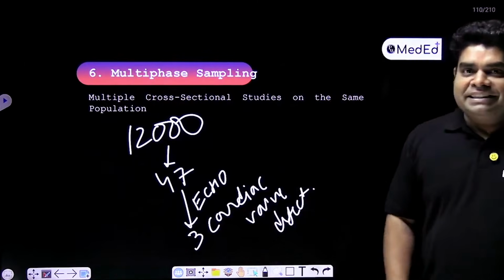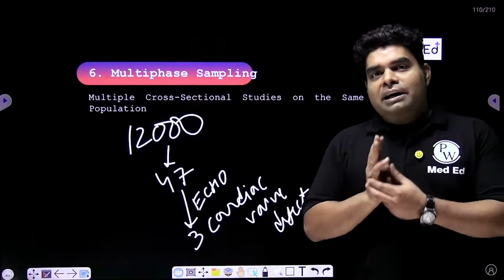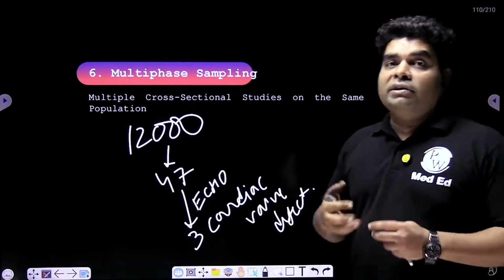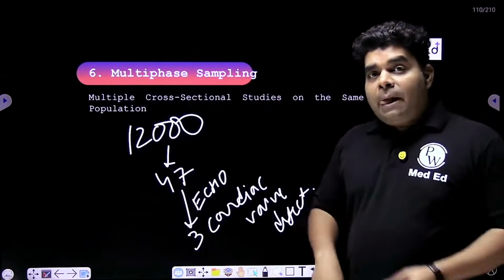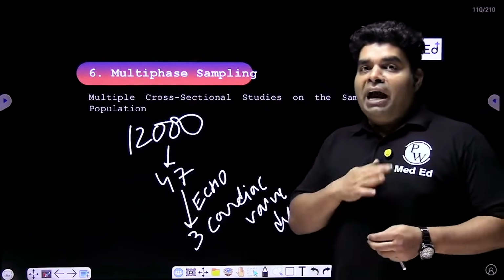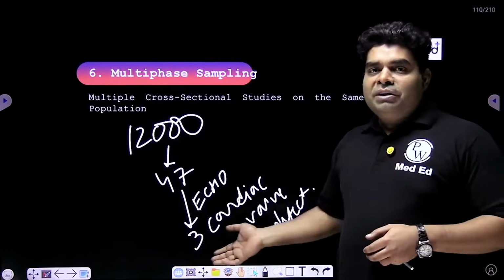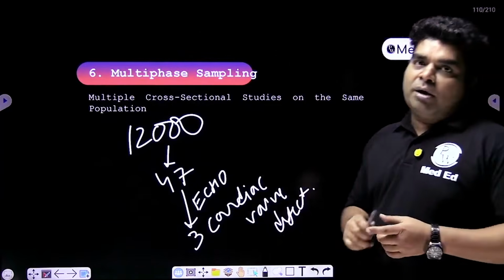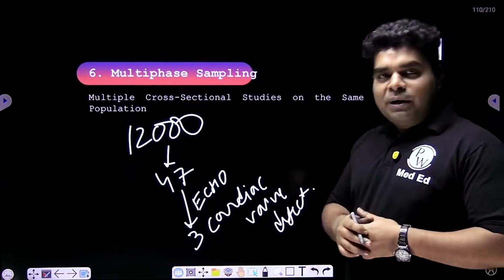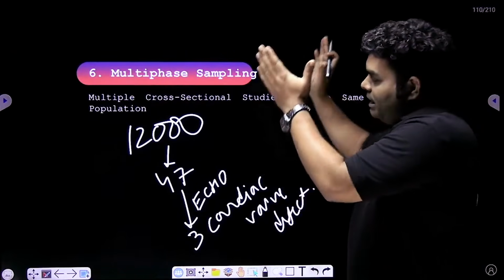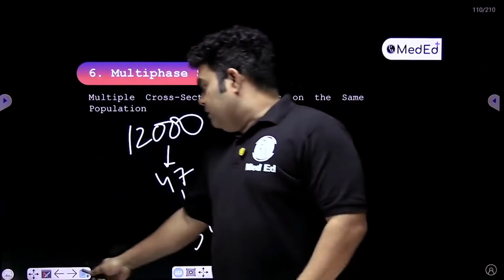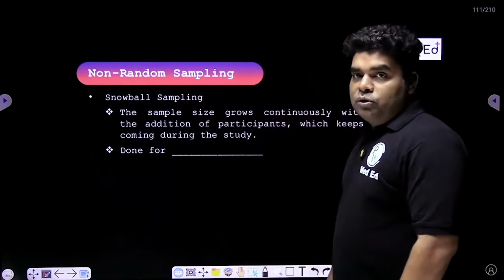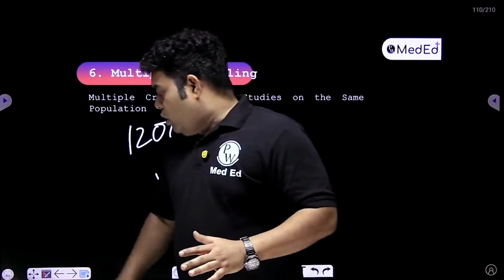What is happening here? Some of these 47 people who can touch it might have Ehlers-Danlos syndrome, hypermobility of joints, due to which they are able to touch without a gap. If there is hypermobility of joints, there can be hypermobility of valves also, which can lead to regurgitation and abnormality on echocardiography. So this type of sampling is multi-phase. You take one large population and then keep taking smaller samples from it. This is multi-phase. So these are the 6 methods of random sampling.